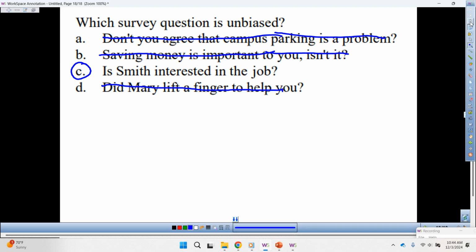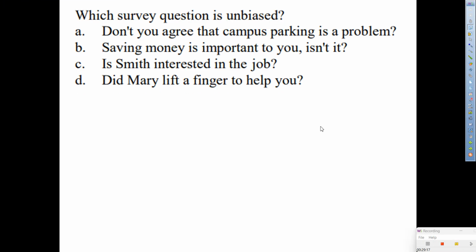Ooh. Did Brandon Darty lift a finger to do any of this work during the break? You see what I'm saying?